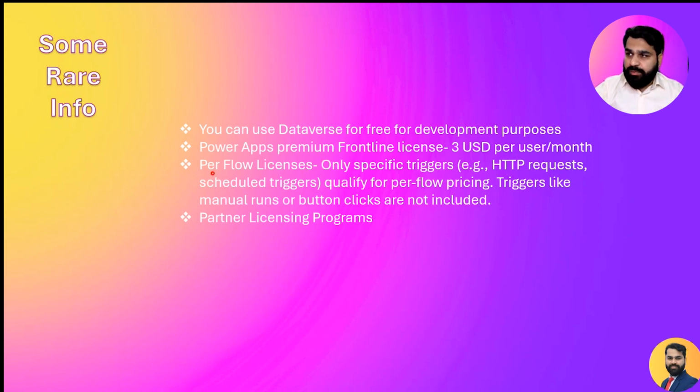Per flow license or per bot license, only specific triggers like HTTP request and scheduled triggers, right, qualify for per flow pricing. Triggers like manual runs or button clicks are not included here. So this was the point I was talking about earlier, that I will come to the instant type of Power Automate process type of license. So this was about that.